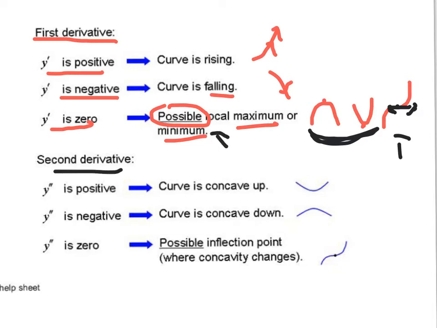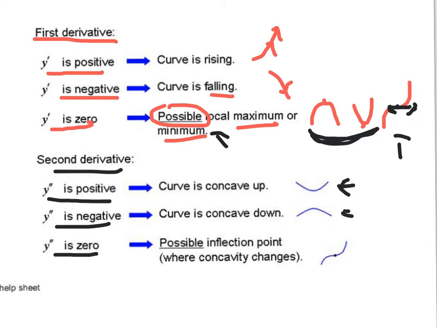What about the second derivative? Well, we've talked about this a little briefly in class, but if the second derivative is positive, the curve is concave up. Concave, I like to think about curvy, so curvy up. So this is an example of a concave up graph. If the second derivative is negative, your curve is concave down, like that.